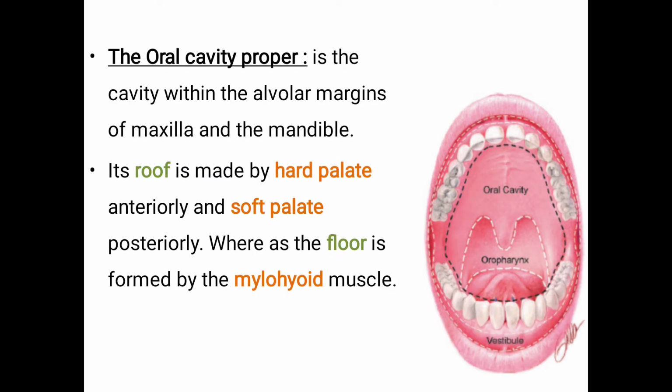So the oral cavity proper is the cavity, as I mentioned, within the alveolar margins, these black lines. The roof of this cavity is made by the hard palate anteriorly and the soft palate posteriorly. And the floor of this oral cavity proper is formed by the mylohyoid muscle. As we all know, the mylohyoid muscle forms the floor of the mouth.